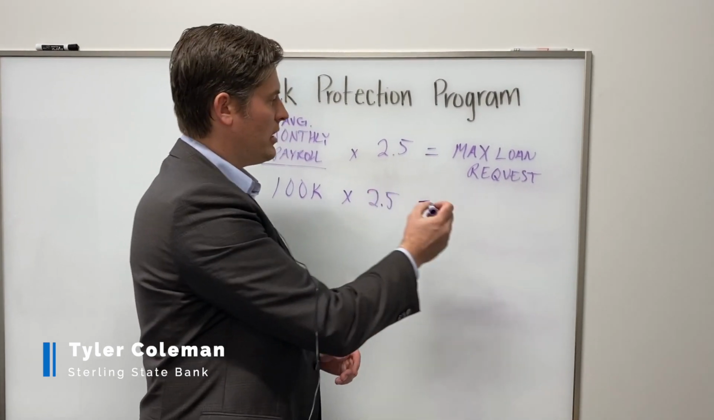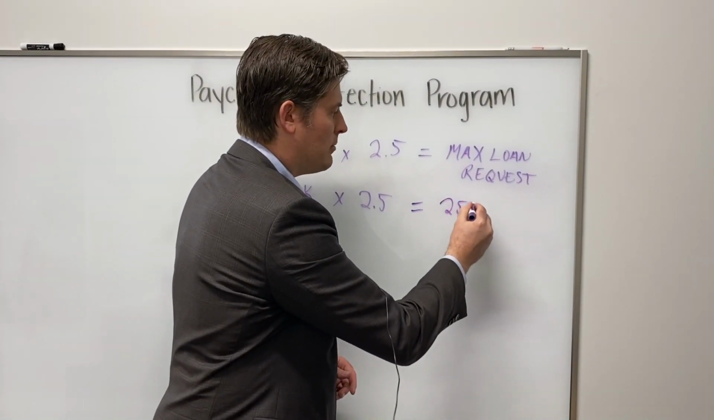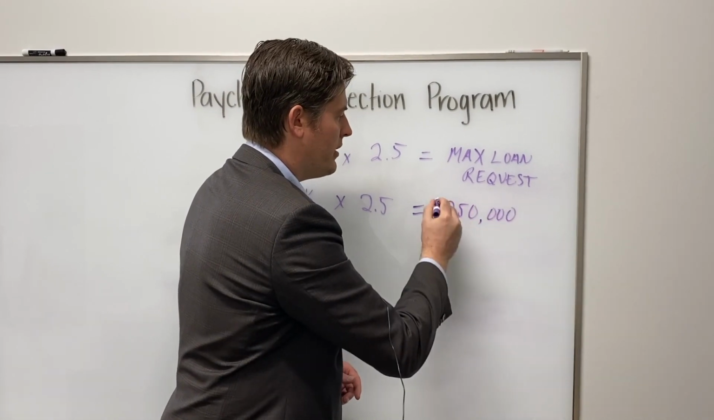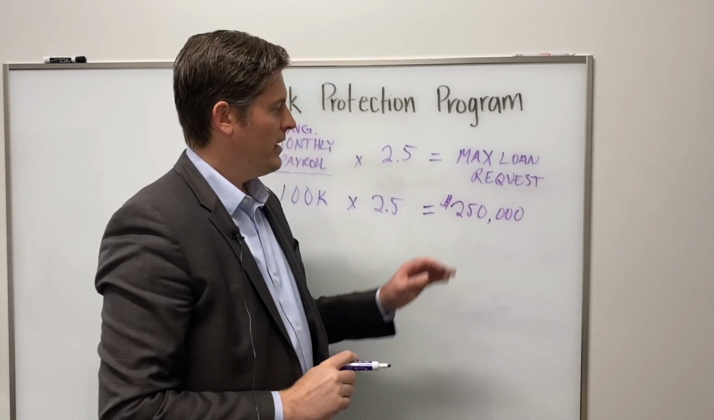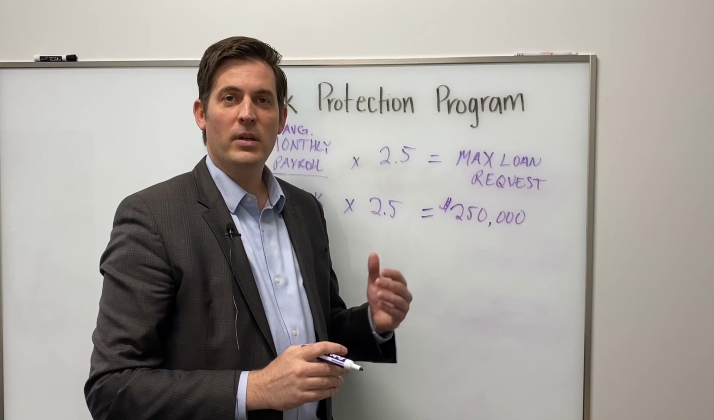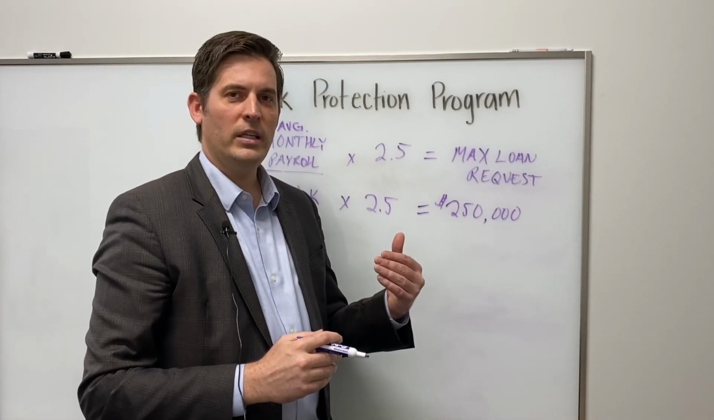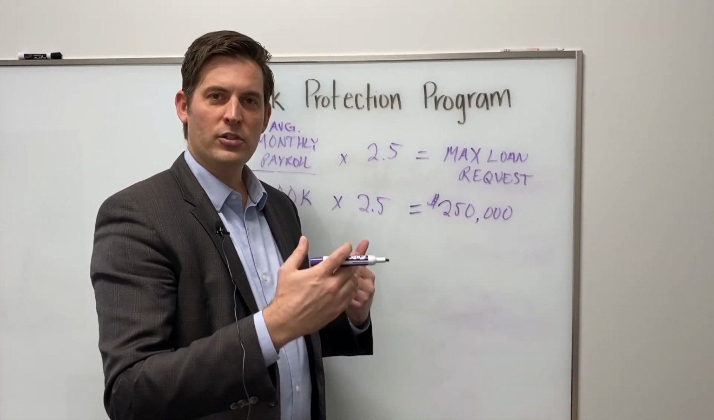So 100,000 times 2.5 is a maximum loan request of $250,000. That's funds that you can use to keep your business operational, to pay your employees, and to help through this COVID-19 crisis.